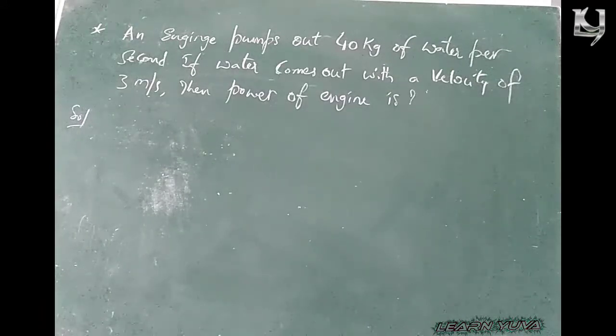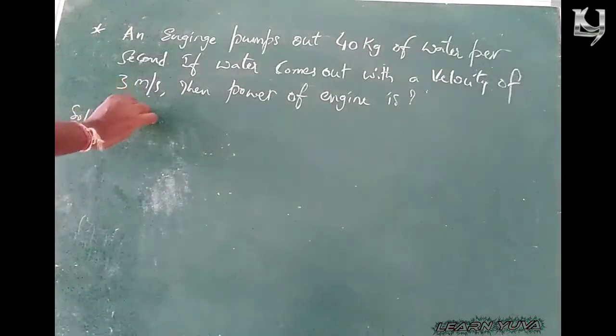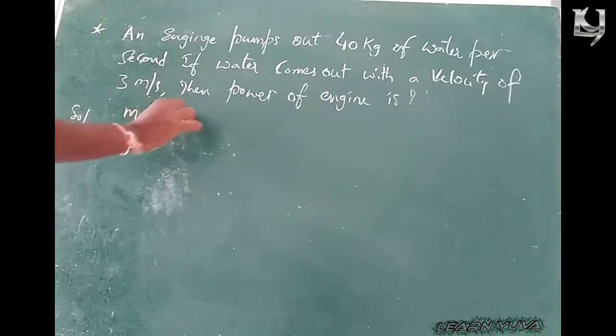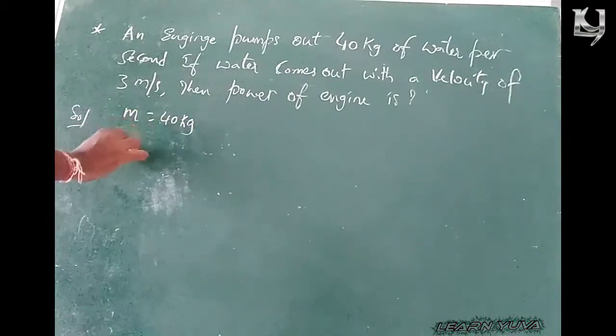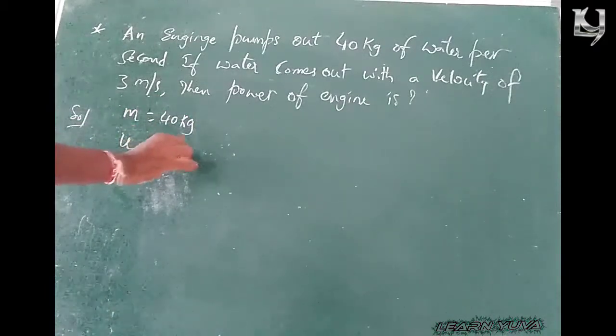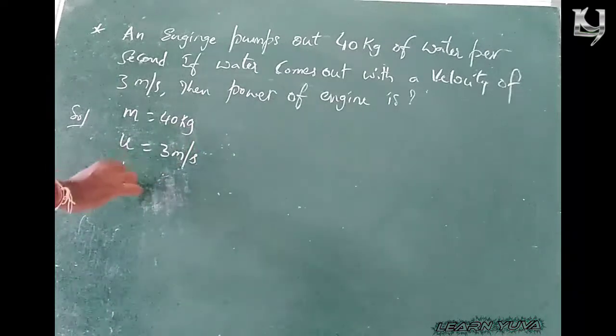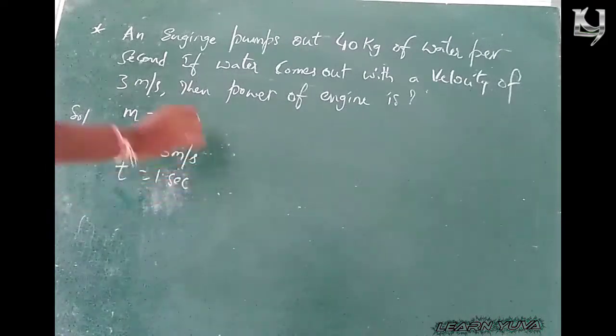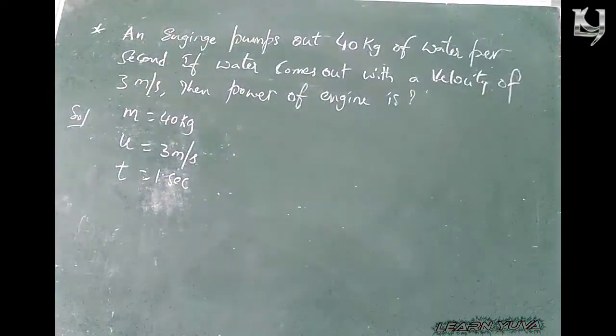Right. So here, what is the given data? The given data is mass is equal to 40 kg, velocity u is equal to 3 meter per second, time t is equal to 1 second. So 40 kg of water per second.